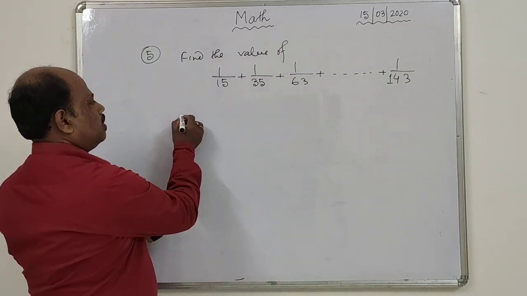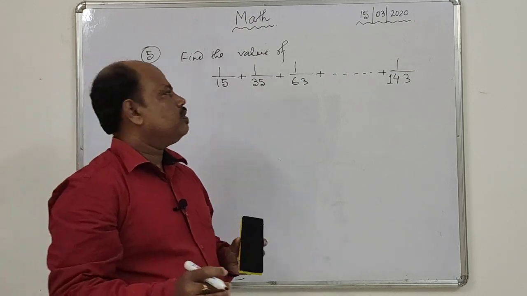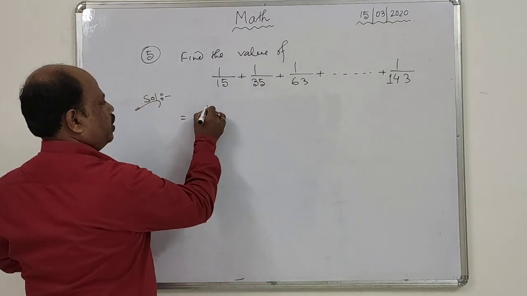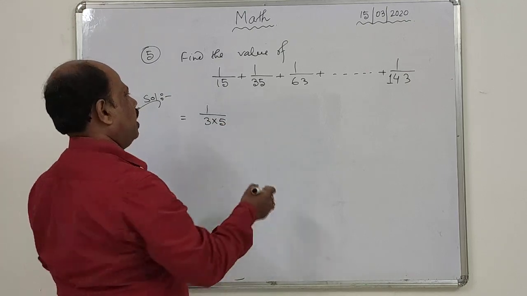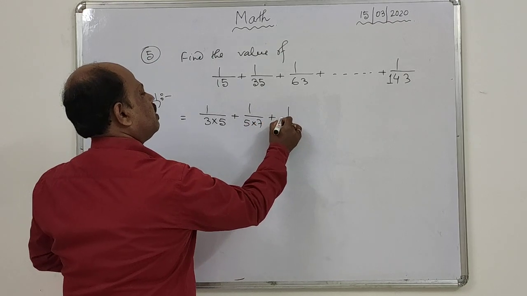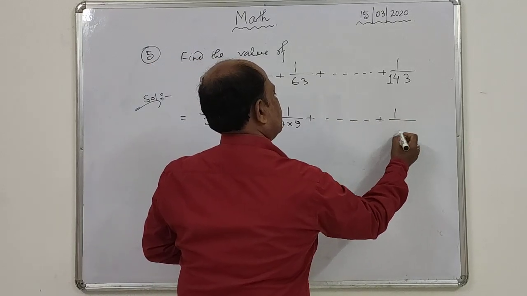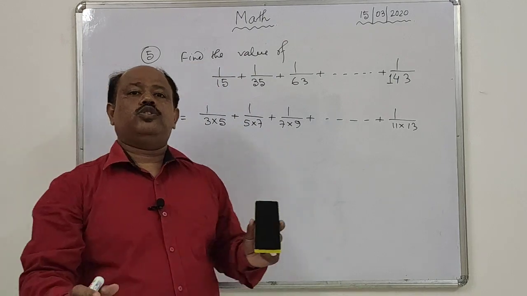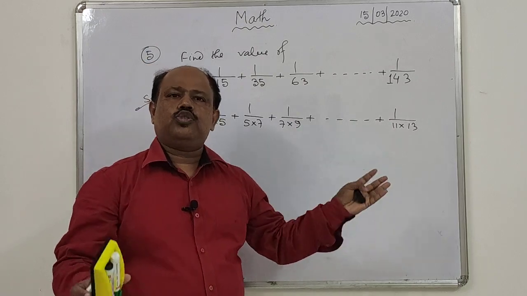Look, this type of question you have to solve in a way where, at first, you write in this way. This 15 can be written as 1 by 3 into 5. Next, 5 into 7. Next, 7 into 9. Dot dot dot. Up to 11 into 13. This type of expression can be written in this way.